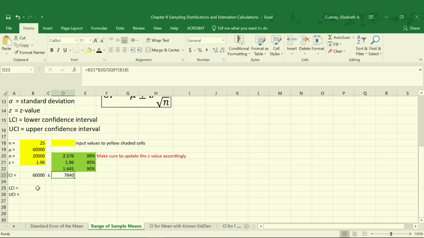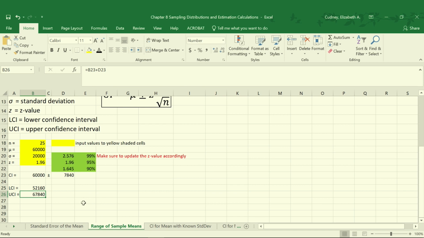Using this information, we can calculate our lower confidence interval, which is our mean minus the second portion of the calculation. So $60,000 minus 7,840. And then our upper confidence interval is our mean plus that second portion of the calculation. So $60,000 plus 7,840, which is $67,840.